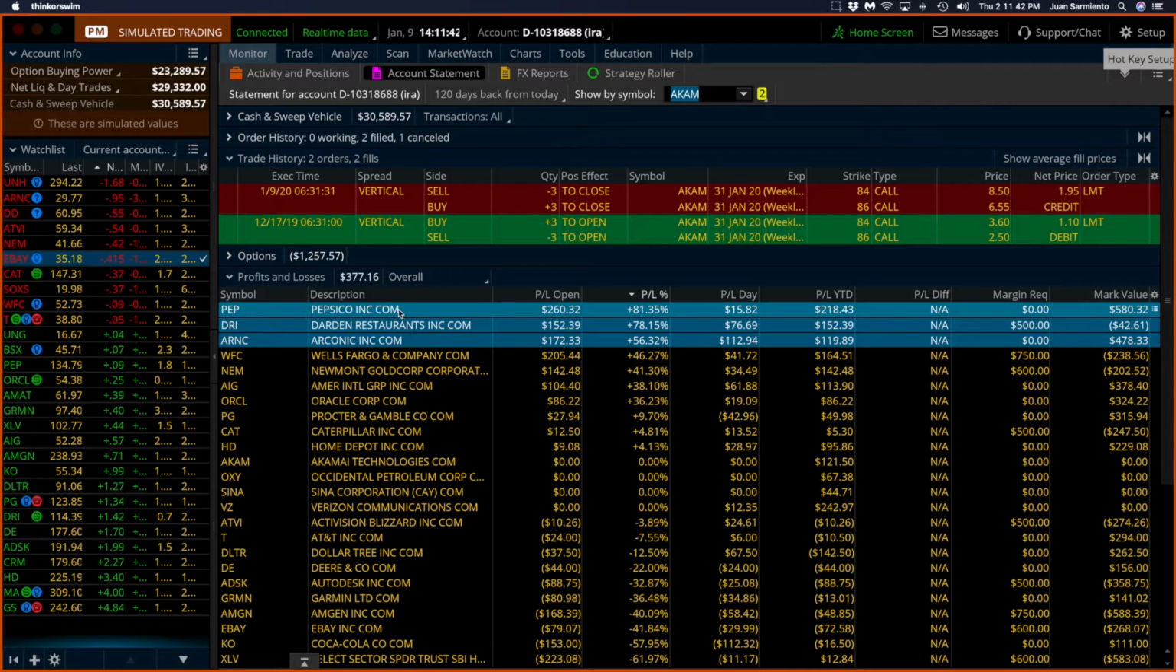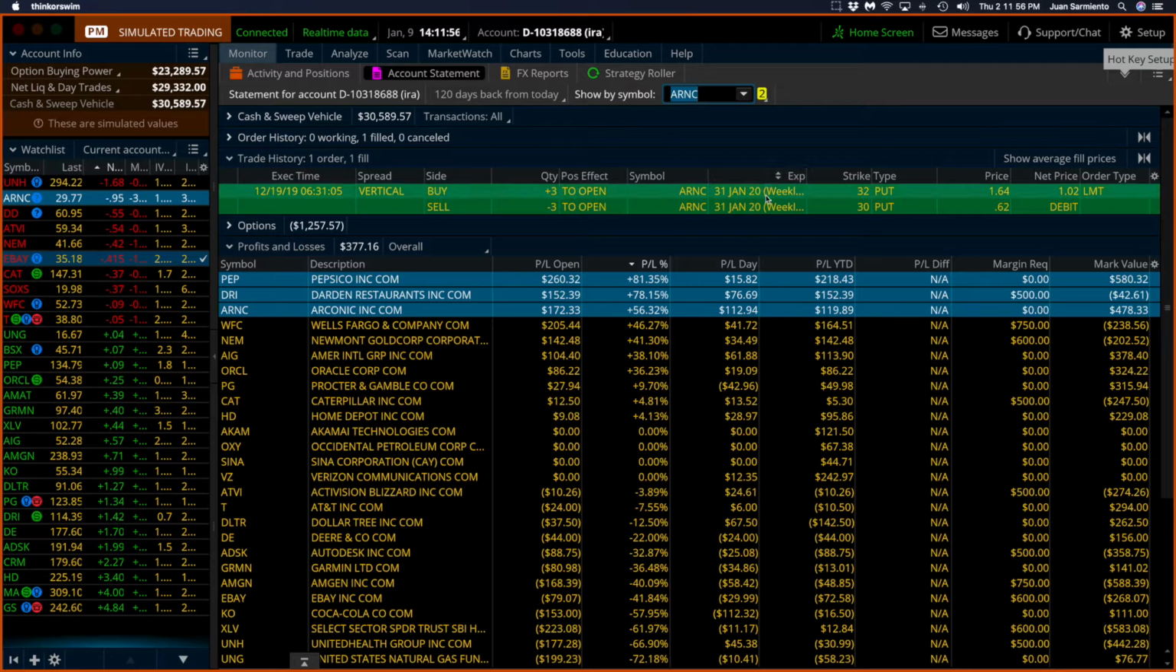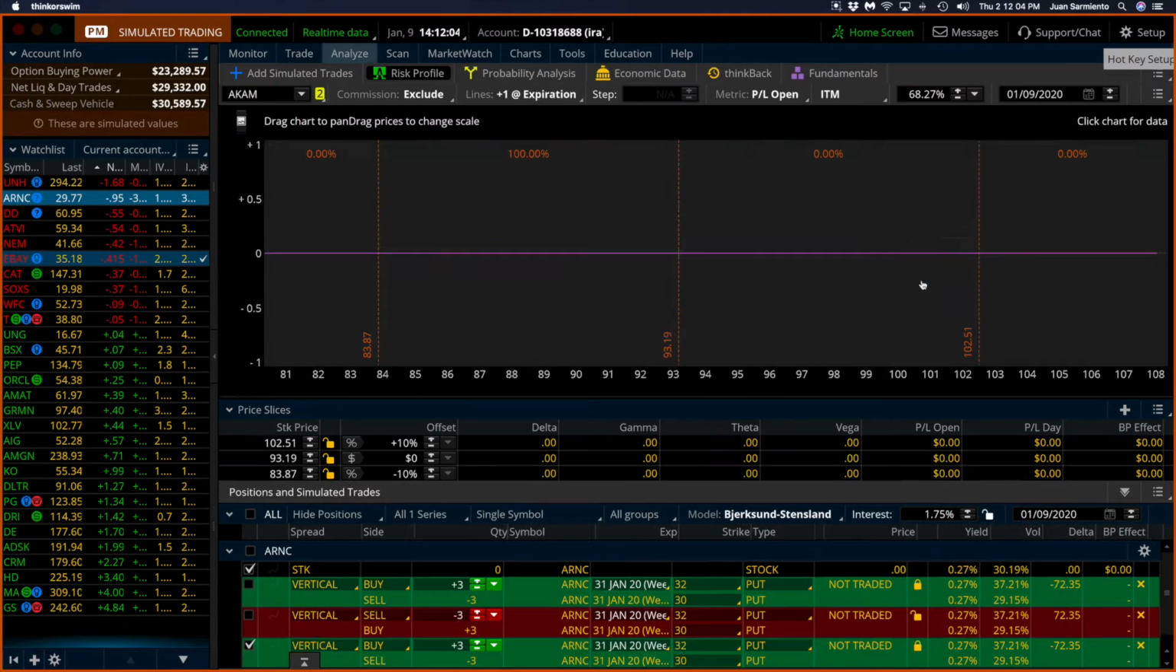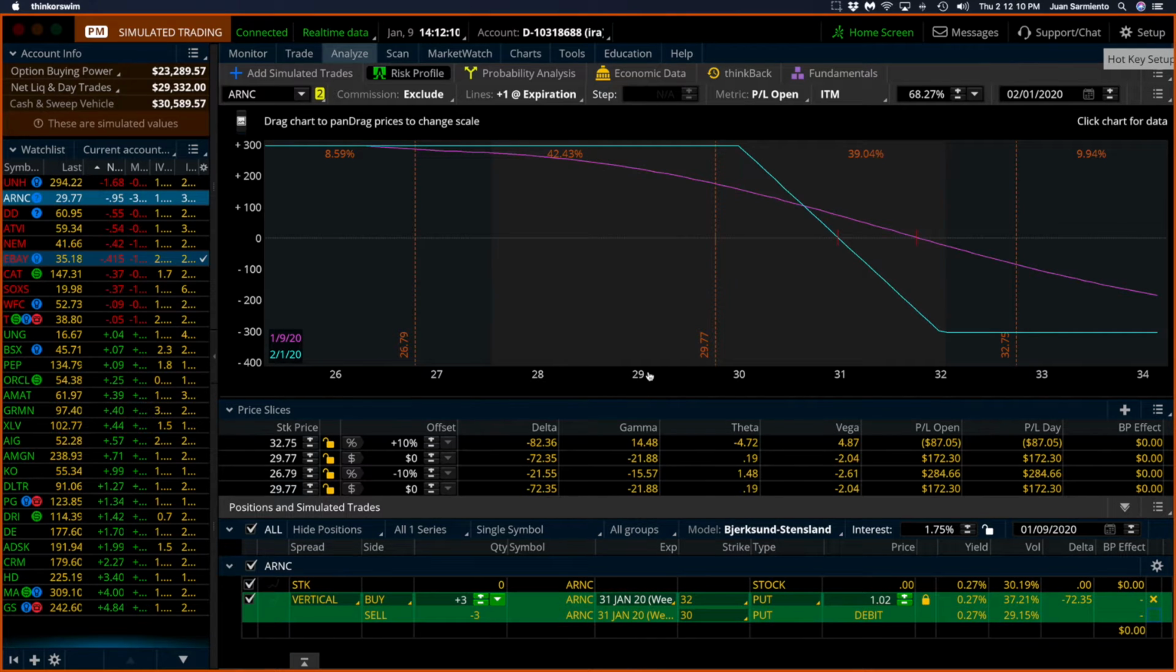Okay, so let's start in alphabetical order with Arconic, ARNC. Enter it here, ARNC, and that gives us the trade, and it's obviously a vertical put debit spread or a bear put spread. Analyze that. And this is what it looks like right now. We have a potential $294, and we have a paper profit of 172.1.